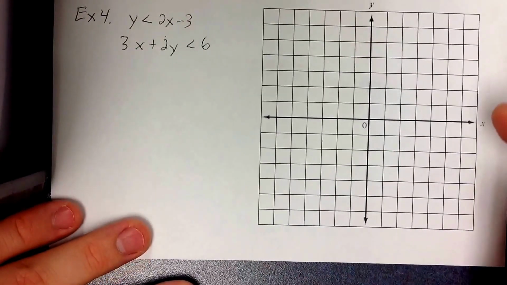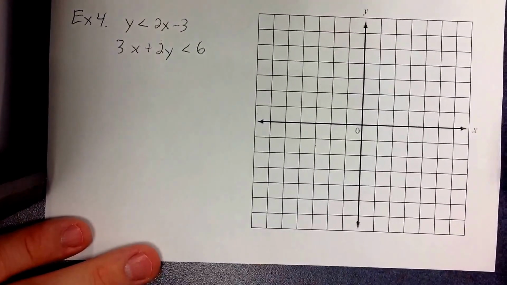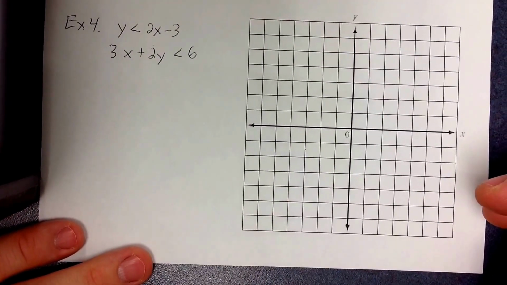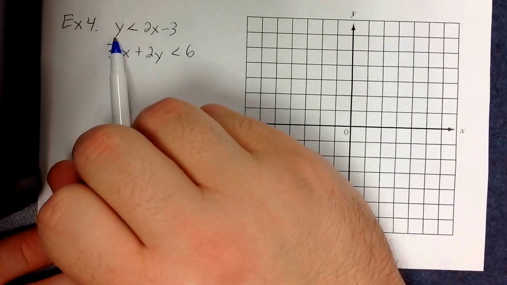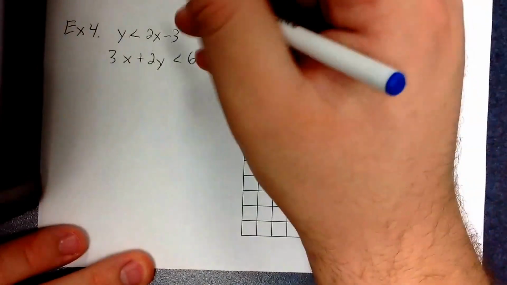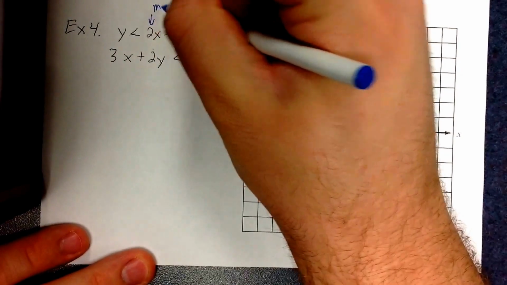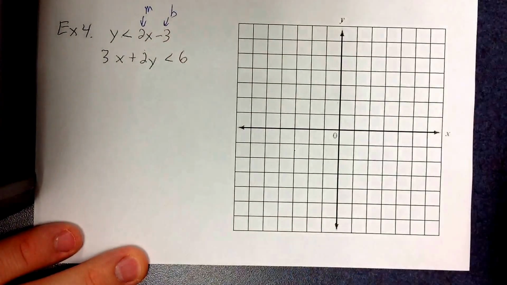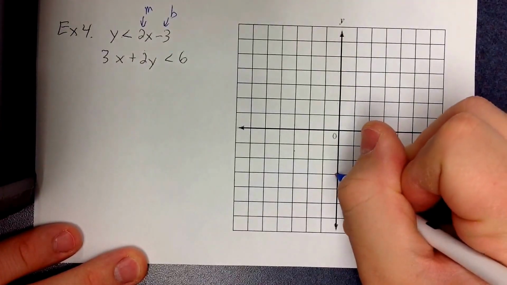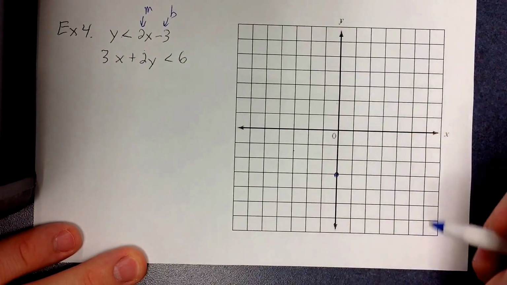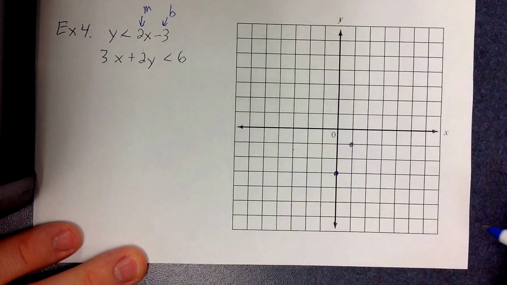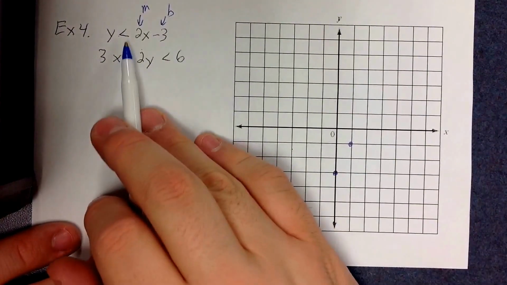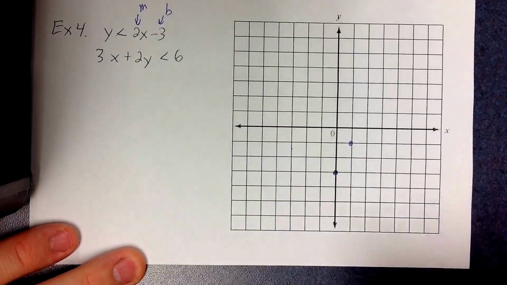Number 4, y is less than 2x minus 3 and 3x plus 2y is less than 6. The first equation here is in slope-intercept form. The y is by itself. So 2 is my m, b is negative 3. So I start at negative 3. I go up 2 over 1. It doesn't have the line underneath, so it's a dashed or dotted line.